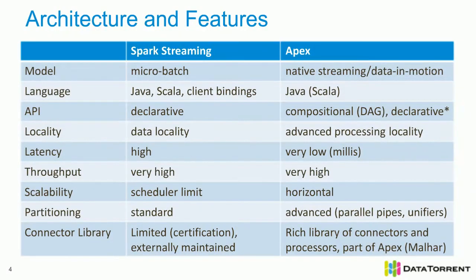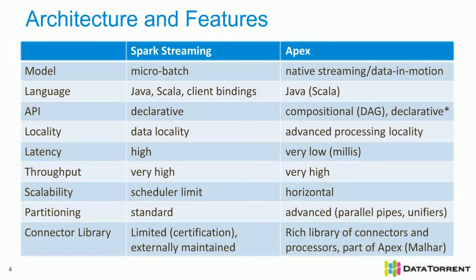So let's go into a few important aspects of architecture and features. As I said, Spark Streaming relies on micro-batch. Apex, like some of the other systems, is native streaming. It's a data in motion processing system.